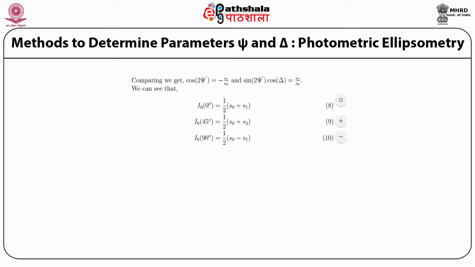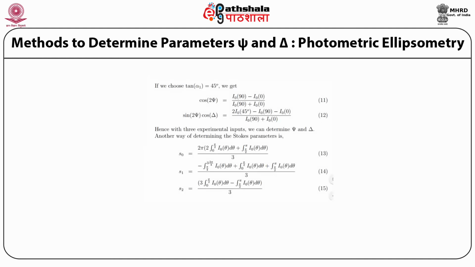We can see that I naught at 0 degree is equal to 1 by 2 into (S0 plus S1). I naught at 45 degrees is equal to 1 by 2 into (S0 plus S2). I naught at 90 degrees is equal to 1 by 2 into (S0 minus S1).